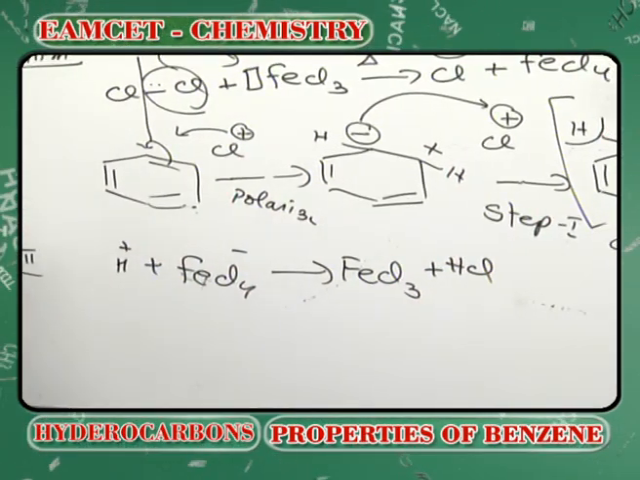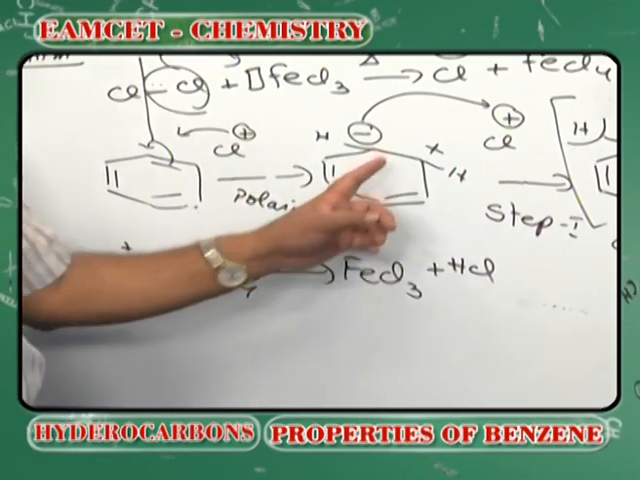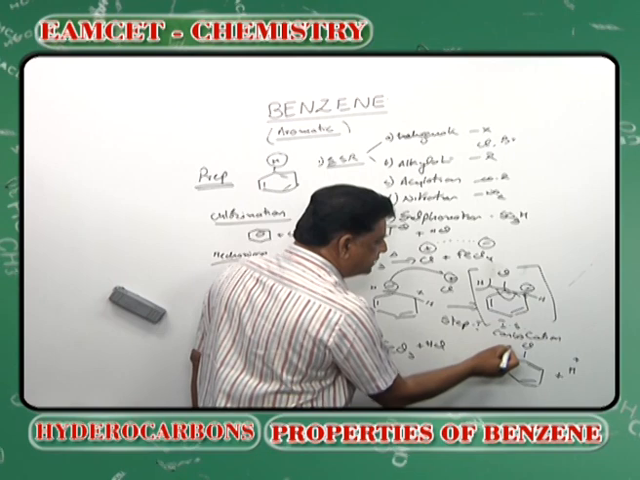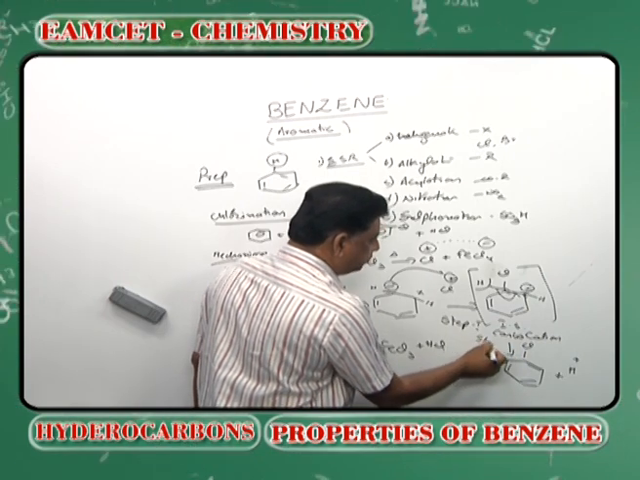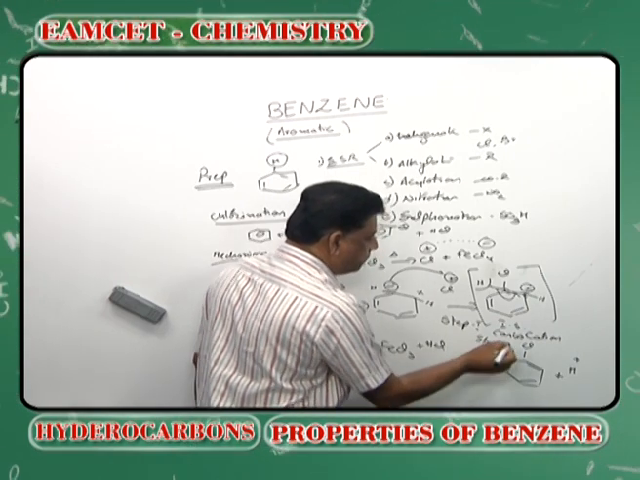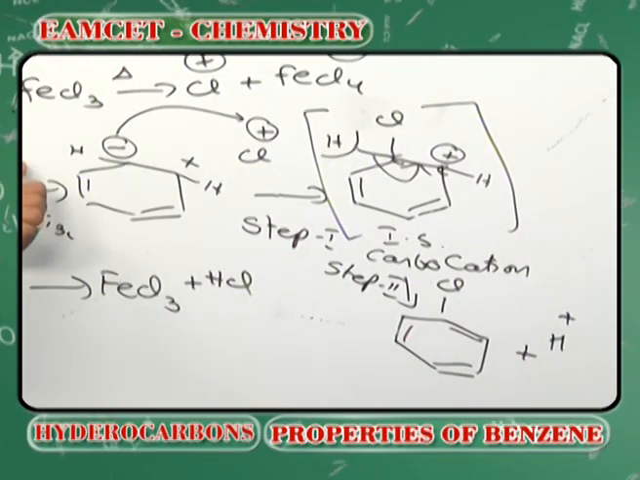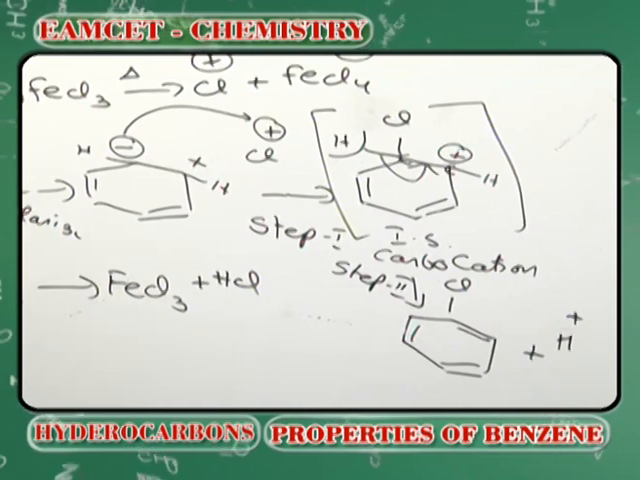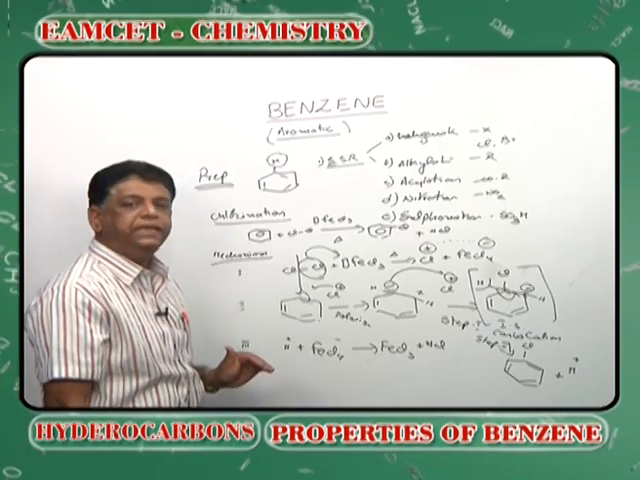But what are exactly step 1 and step 2? Step 1 is the electrophile attacking the benzene, and the hydrogen removal is step 2. Step 1 is electrophile attacking, and hydrogen removal getting the product is step 2. However, I have shown this in 3 stages.